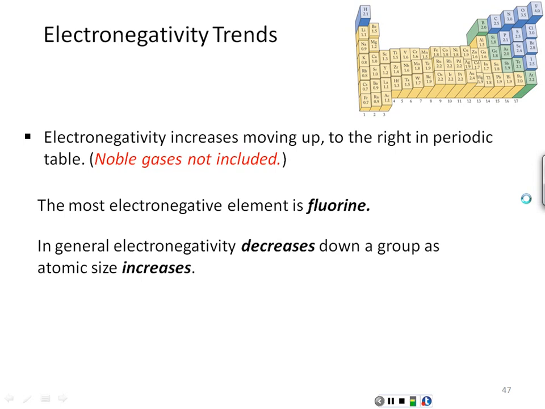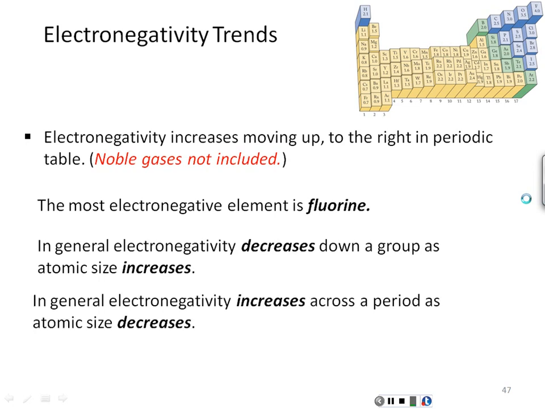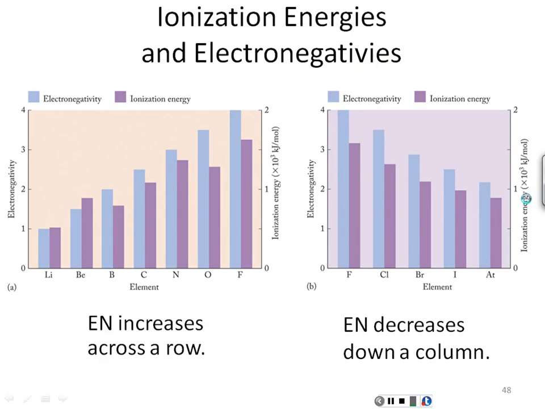In general, again, electronegativity decreases as you go down a group as atomic size is increasing. And it increases across a row as atomic size decreases. And nonmetals are much more electronegative than metals. If we look at the trend compared to ionization energies, we see that the basic trend is the same.